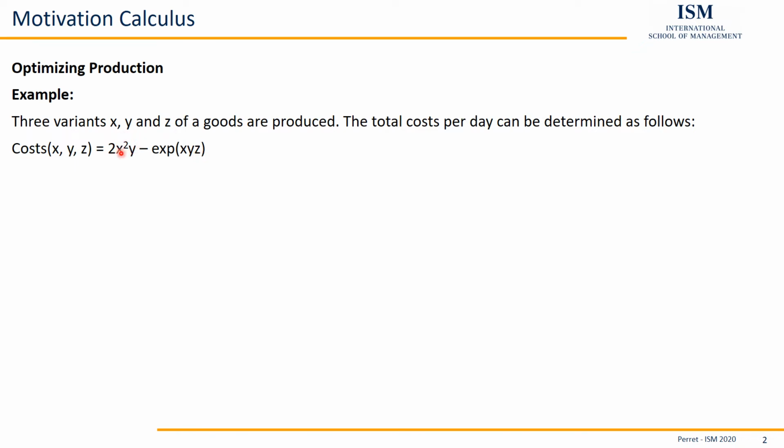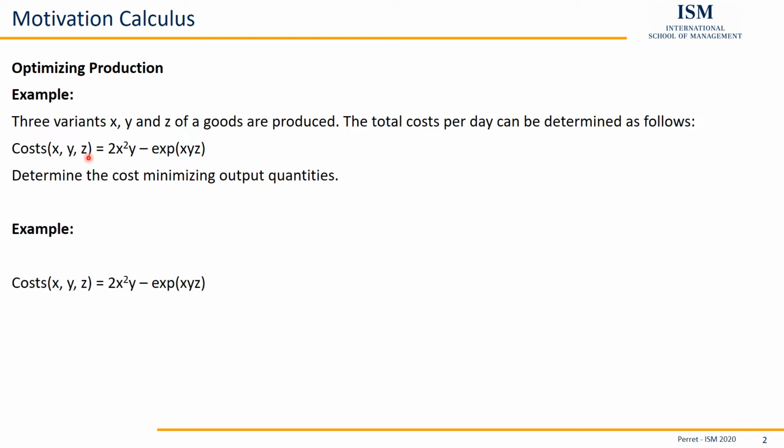We have one part which increases the costs, one part which decreases the costs, and our question could be: determine the cost minimizing output quantities. So which combination of X, Y, and Z should I select if I want to get the minimum costs? Well, this is one way to go about this problem, but usually I'm facing some kind of restrictions as well.